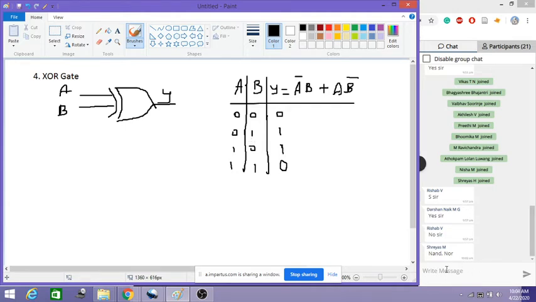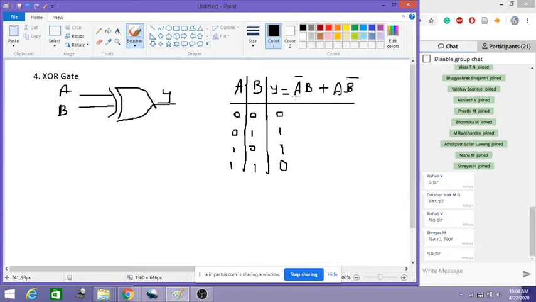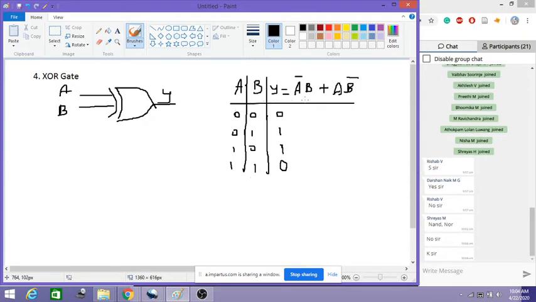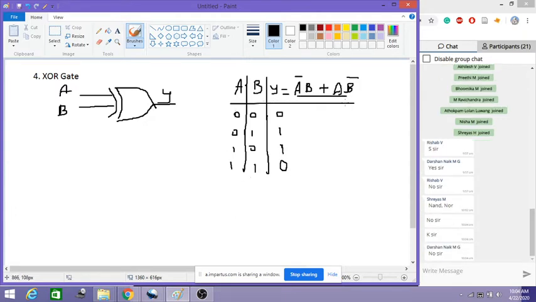Shreyas, you have any doubt? NAND and NOR gate? We'll come to the NAND and NOR gate later. Okay, so we are talking about the XOR gate.